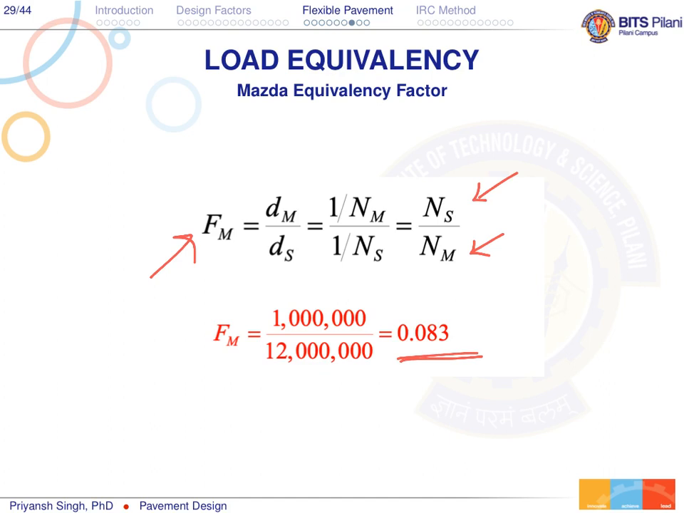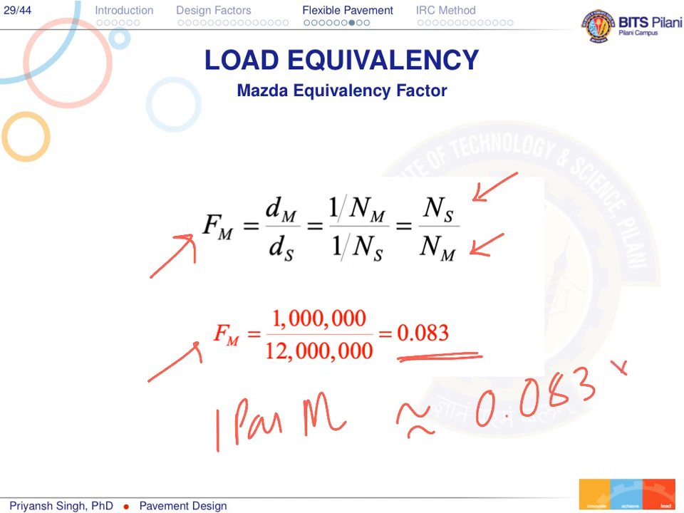0.083. Let's try to understand what this factor Fm means. This factor Fm signifies that one pass of Mazda is equivalent to 0.083 times passes of a standard vehicle. That means one pass of Mazda is equal to 0.083 times a pass of your standard vehicle.